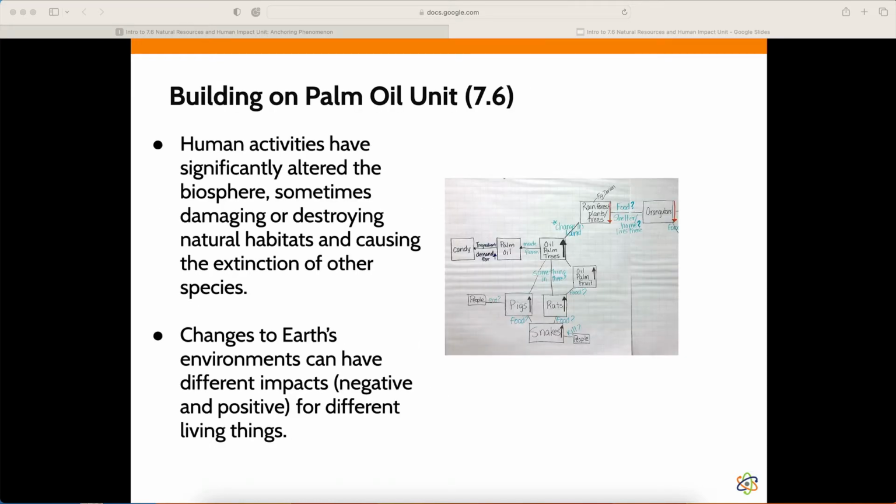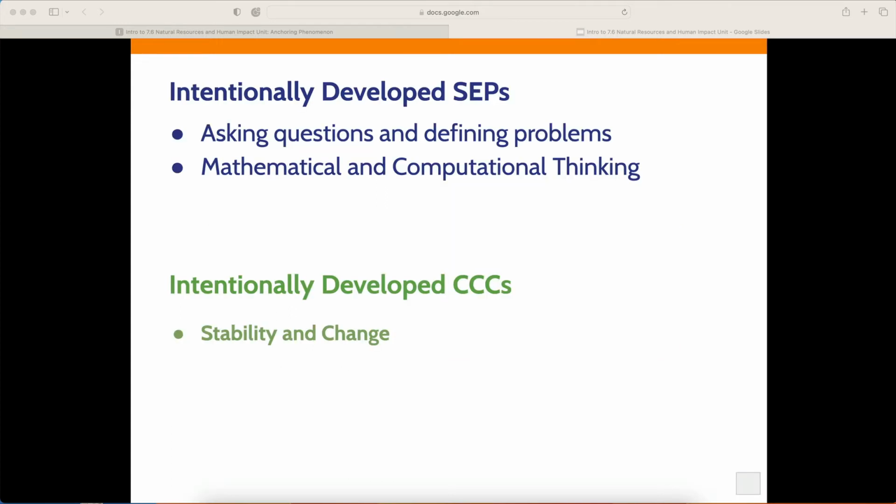We're also building on the palm oil unit that occurs in 7.6, which is focused on human activity altering the biosphere. So the destruction of particular natural habitats and the extinction of species. Also, that changes to Earth's environments can have different impacts, both negative and positive, for different living things. In this unit, the science and engineering practices that are intentionally developed are asking questions and defining problems and mathematical and computational thinking. That's not to say that it won't be using other science and engineering practices in these types of units, but these are the focal ones. And then the intentionally developed cross-cutting concept is stability and change.